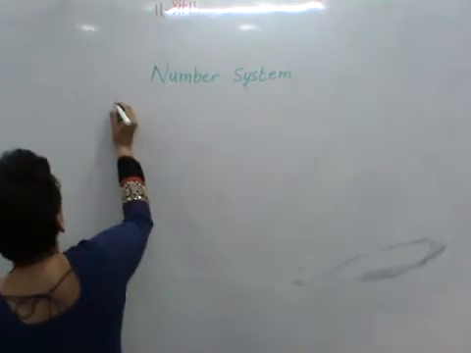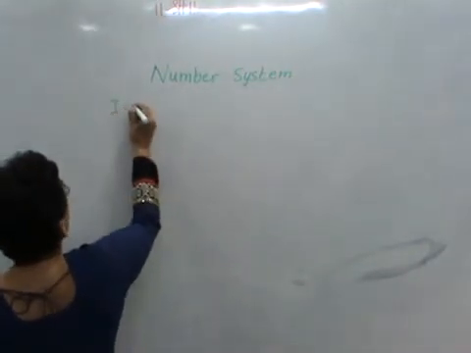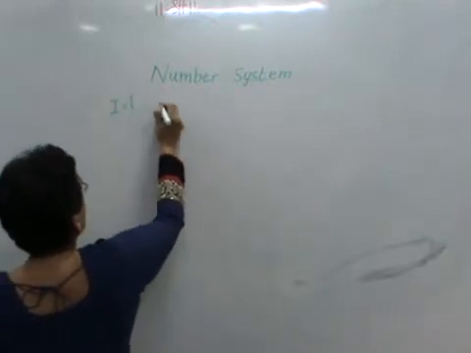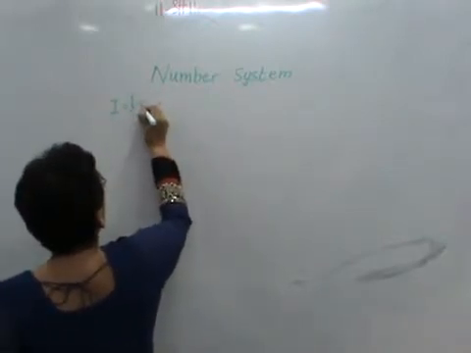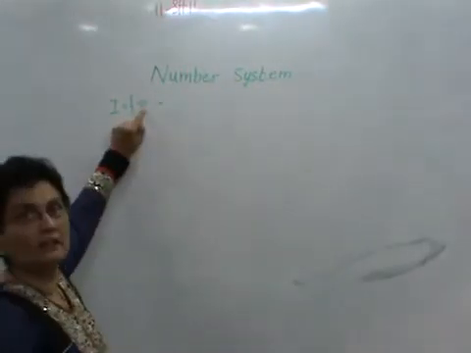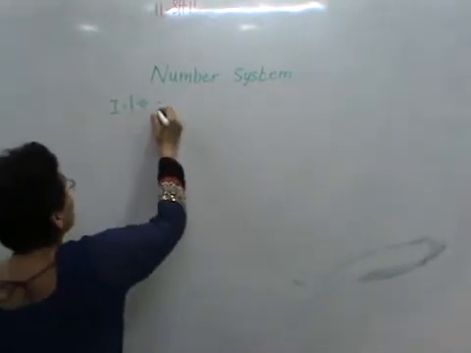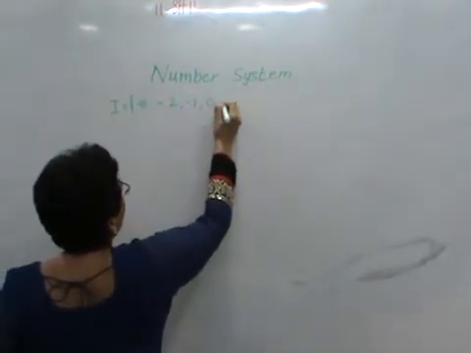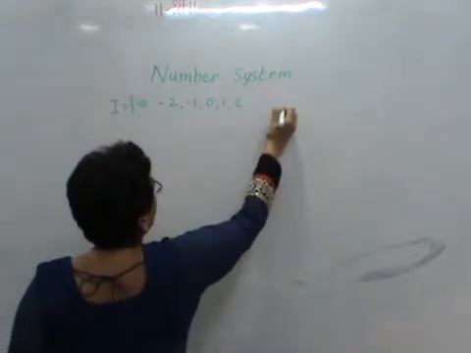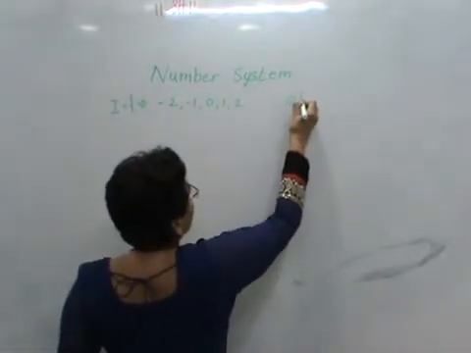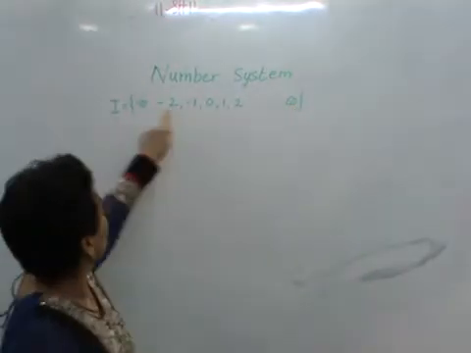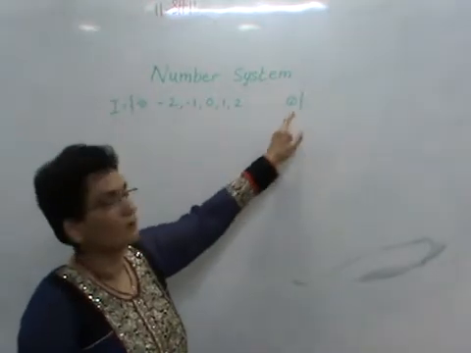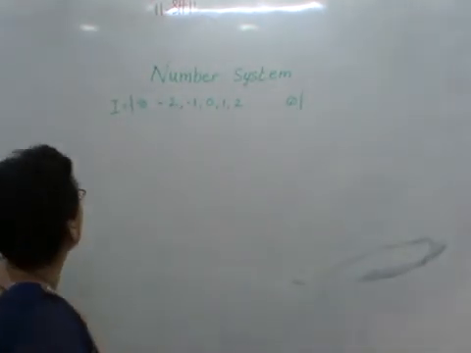Now let's take the set of integers. I is equal to minus infinity, this is the sign of infinity, from minus infinity till minus 2, minus 1, 0, 1, 2 till plus infinity. This is the sign of infinity. This is minus. This is plus. Why is this plus? Because it does not have any sign in front of it.